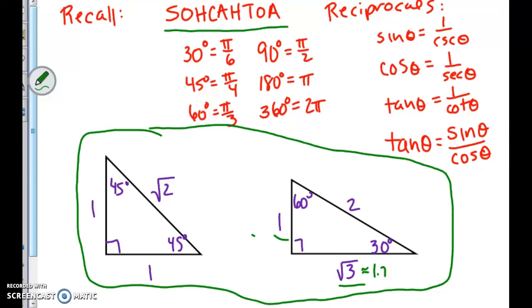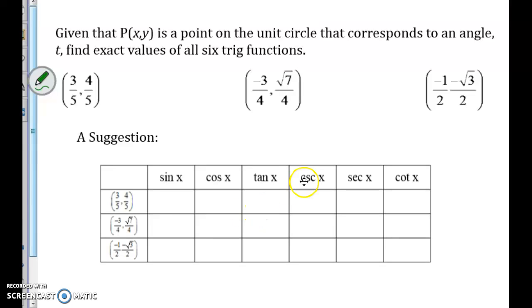Okay, so on your first page of 6.2 notes, it looks like this. It says, given that a point x, y is a point on the unit circle that corresponds to an angle t, find exact values of all 6 trig functions. Well, this first point is 3/5, 4/5. The second point is -3/4, radical 7/4, and the third point is -1/2, negative radical 3/2. You're going to get problems like this in your homework also.